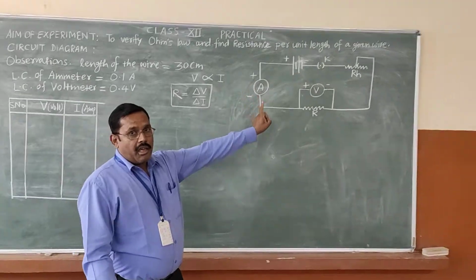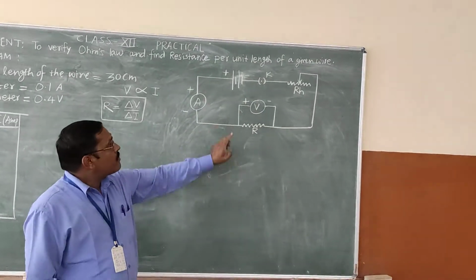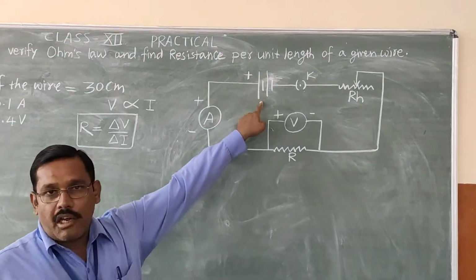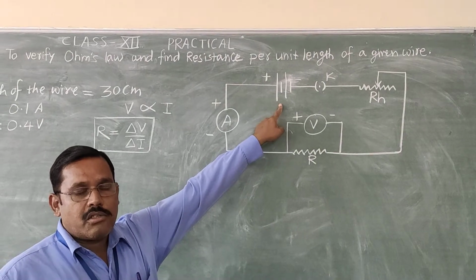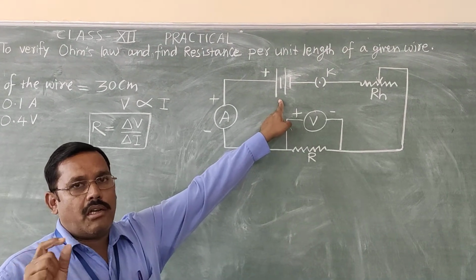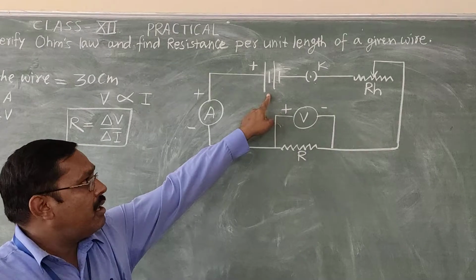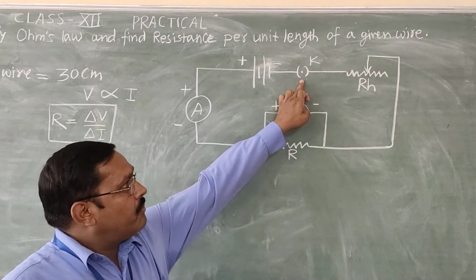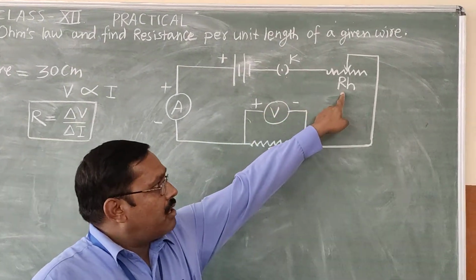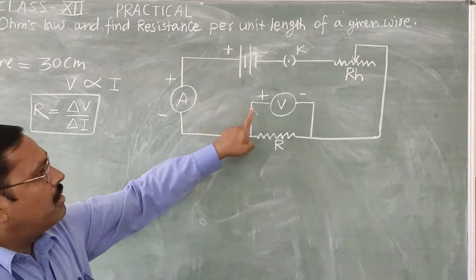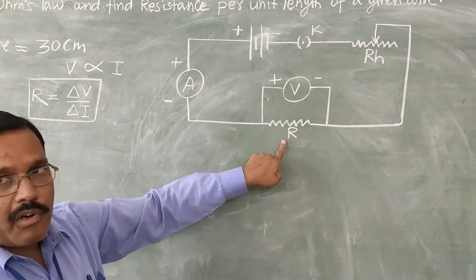This is the circuit diagram for Ohm's law. This is a battery; we are using a battery eliminator here so that we can change voltage by 2 volt, 4 volt, 6 volt like that. This is a one-way key, this is the rheostat, this is the ammeter, this the voltmeter, and the resistance wire.